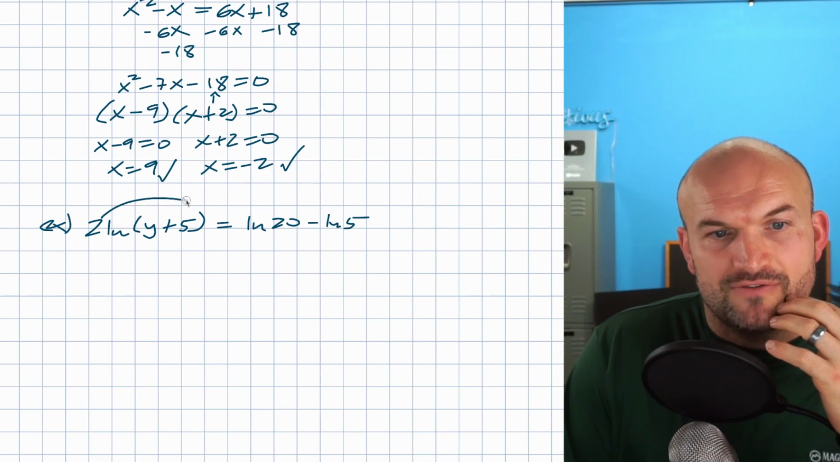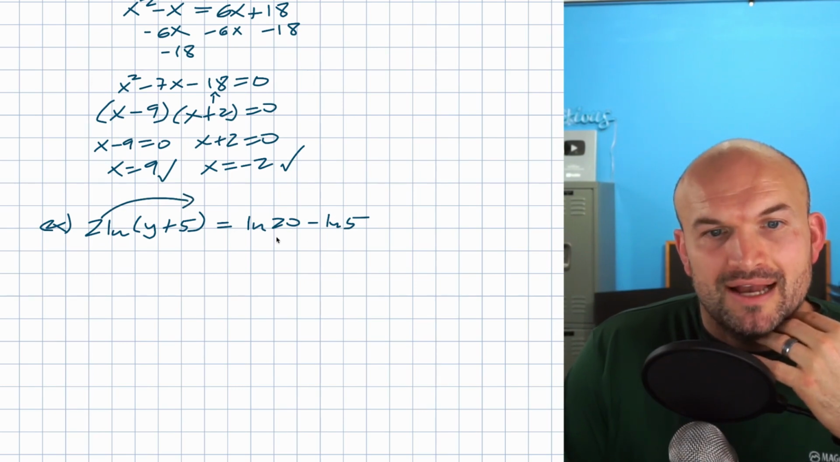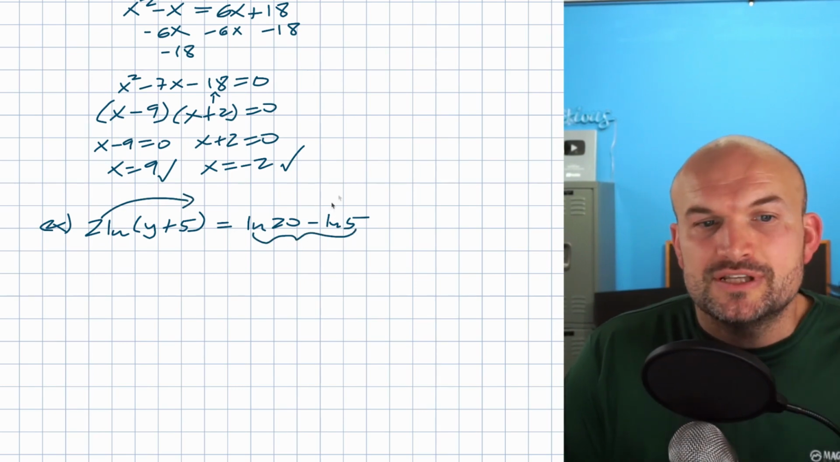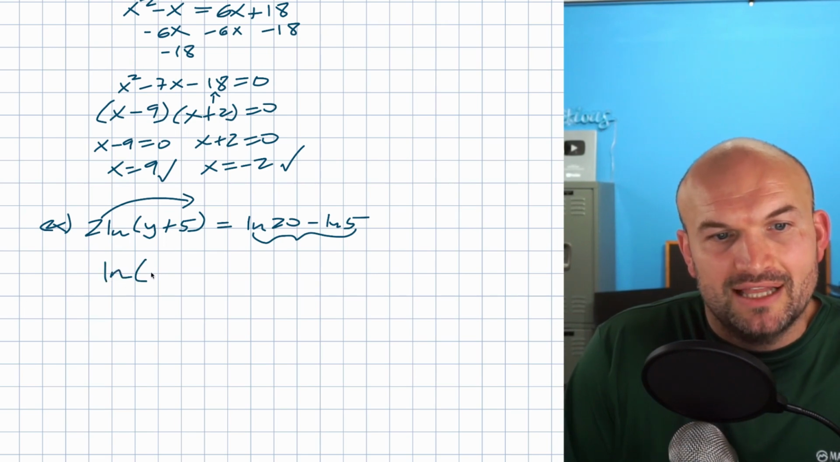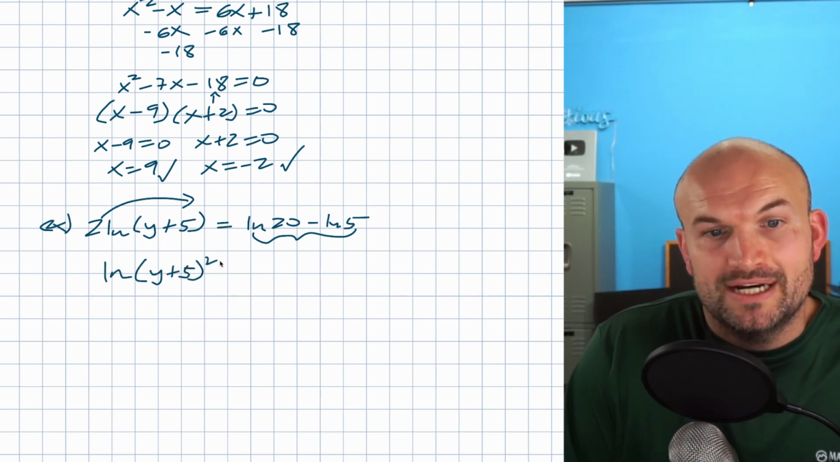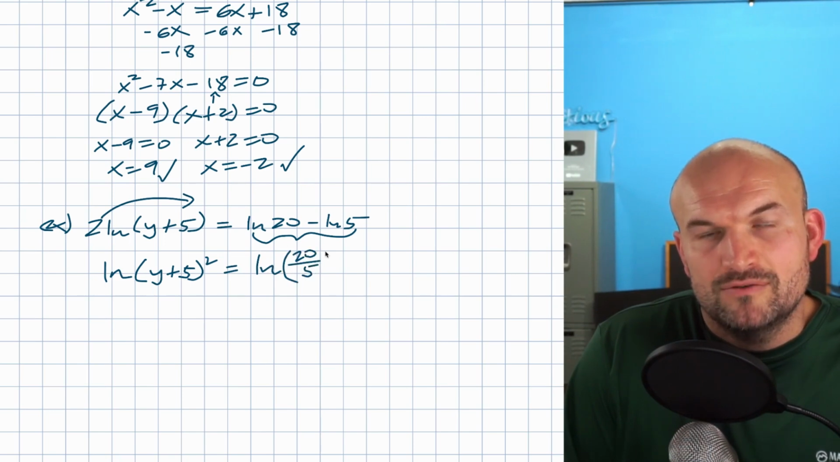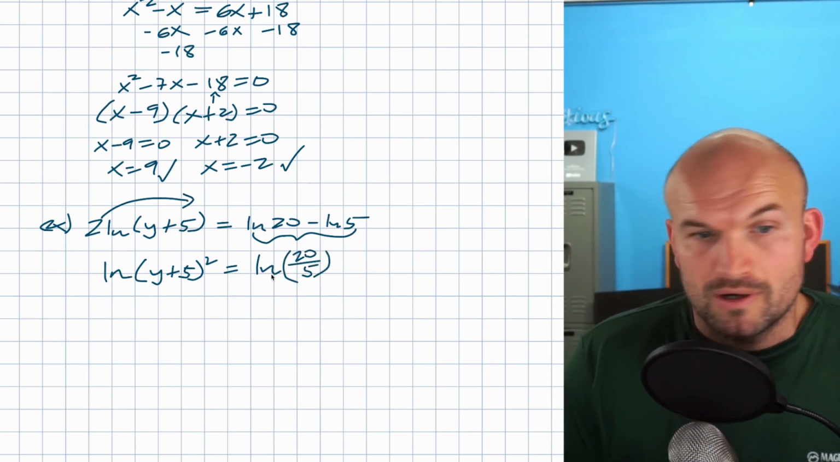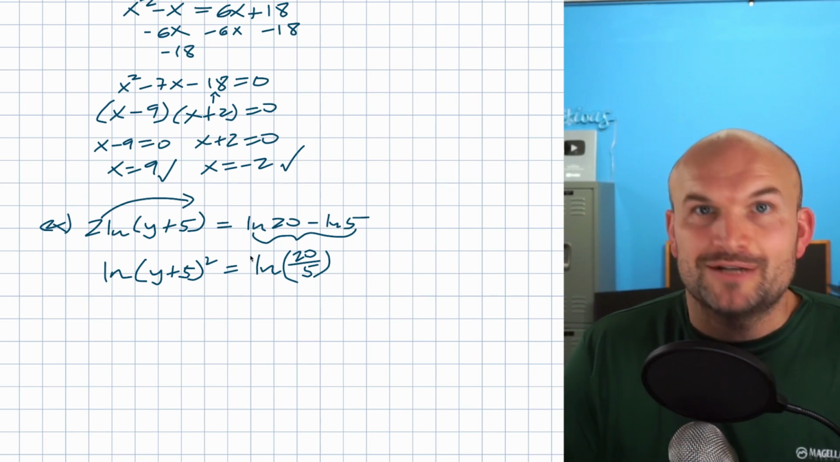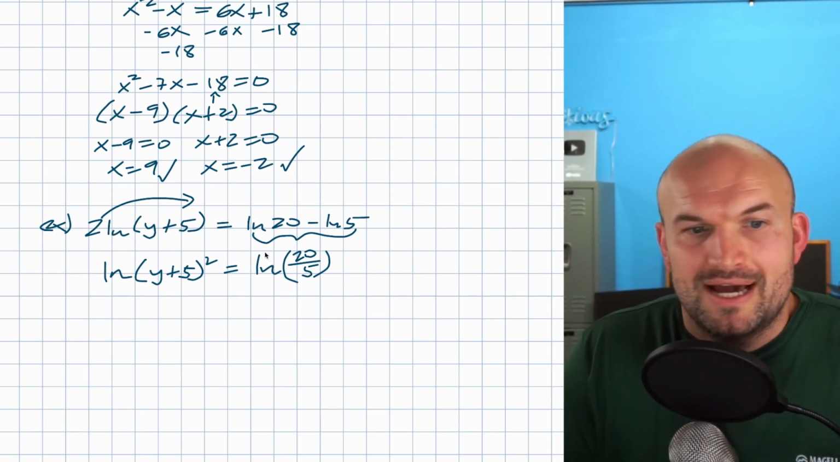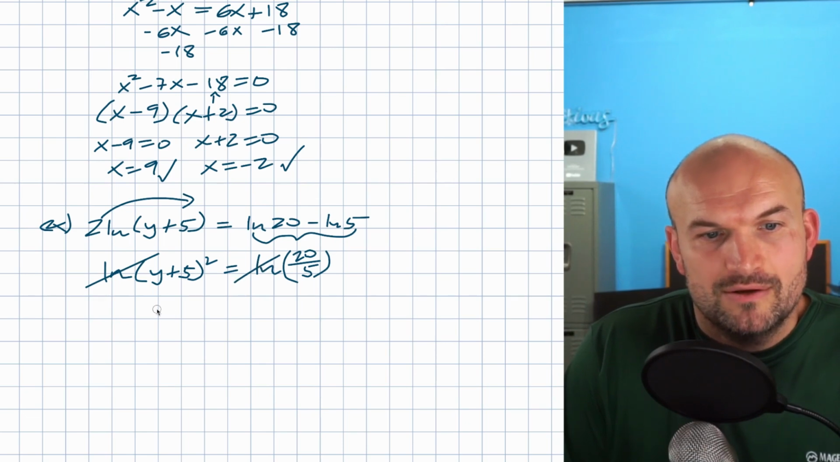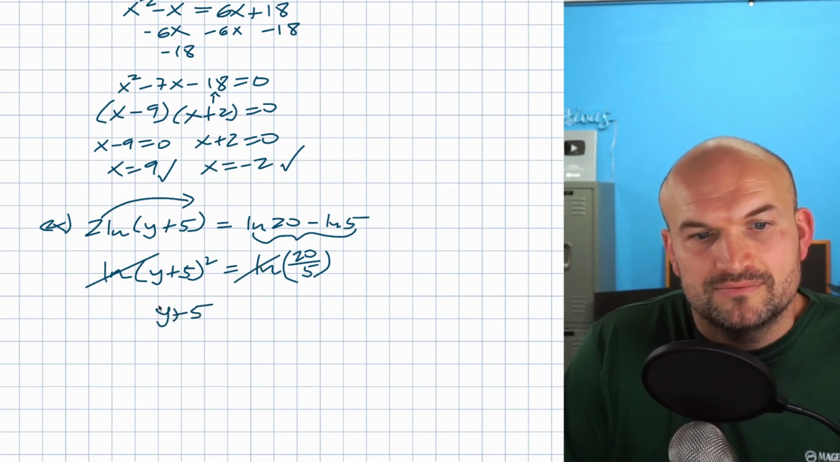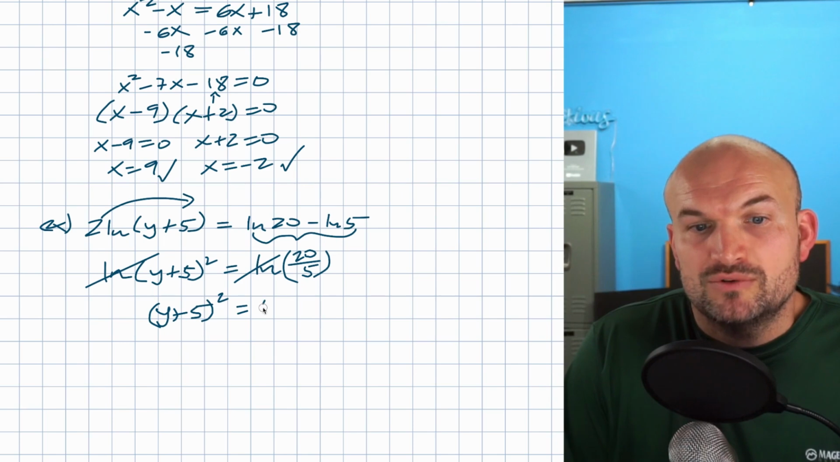So I see there's a 2 in front, so I'm going to bring that up as a power. And then I can condense these using the quotient rule. So now I have ln of (y + 5) squared equals ln of 20 over 5, right? Which actually can be reduced down to a 4. However, notice I have a logarithm equal to a logarithm. It doesn't matter if it's a natural log or not, right? So I can now just say (y + 5) squared equals 4.